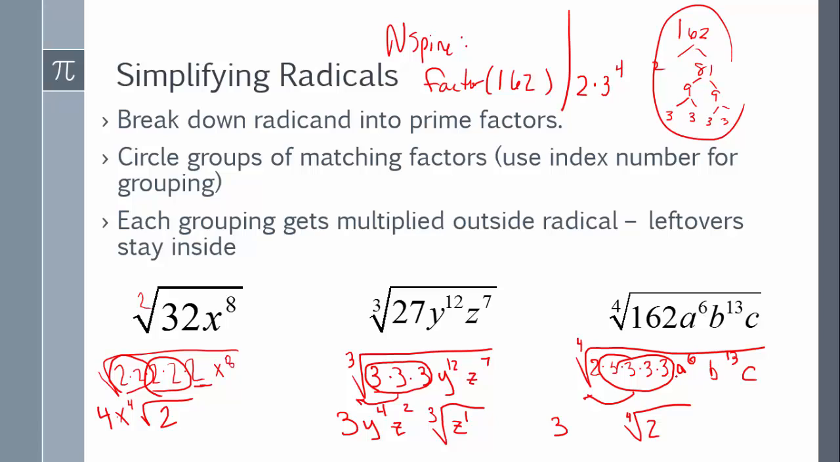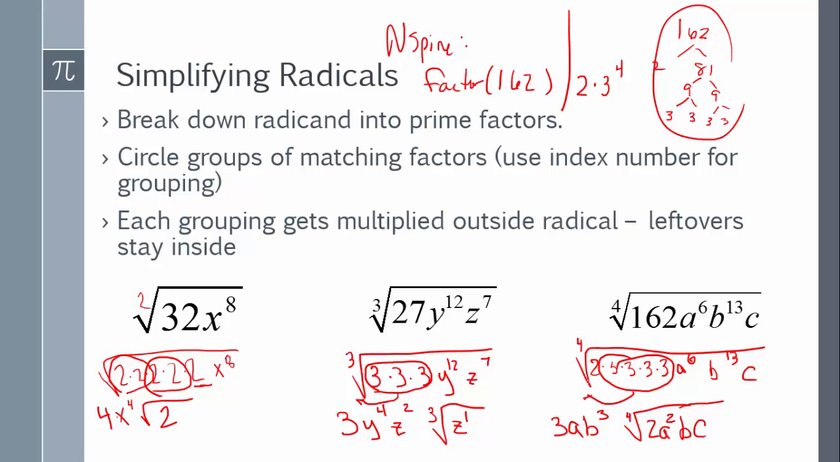Now we'll deal with the powers of a. I have 6 a's. I can only take them out 4 at a time. I can take out one group of 4 a's, but then I have 2 left. B to the 13th. Okay, 13 divided by 4 is going to be 3, but again, I only have 1 left, so I have to keep that b inside. And then the c, there isn't enough to take out any c's, so the c just stays inside.